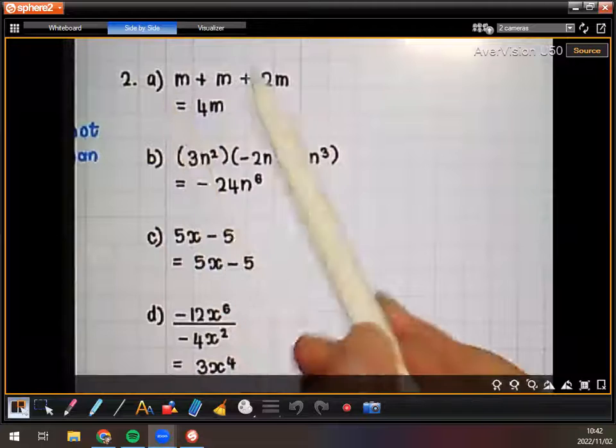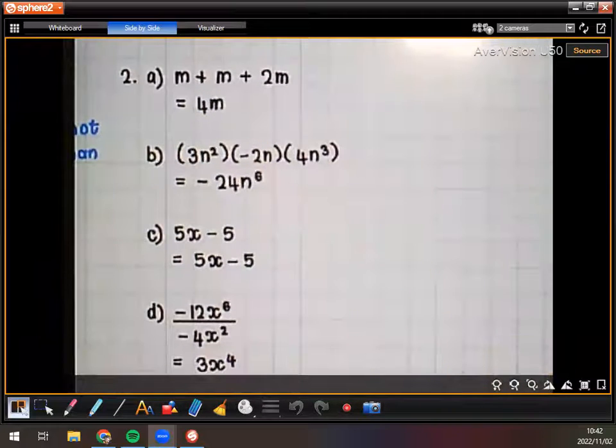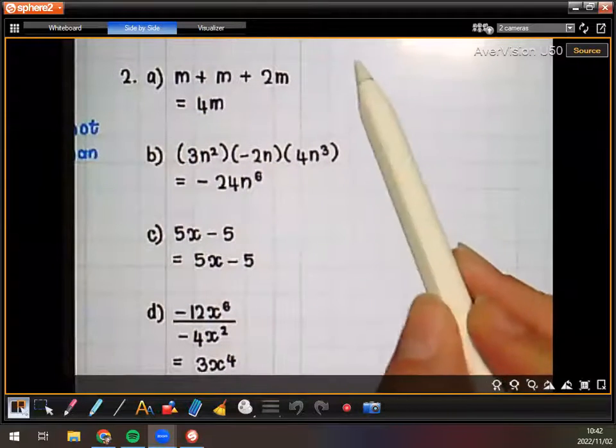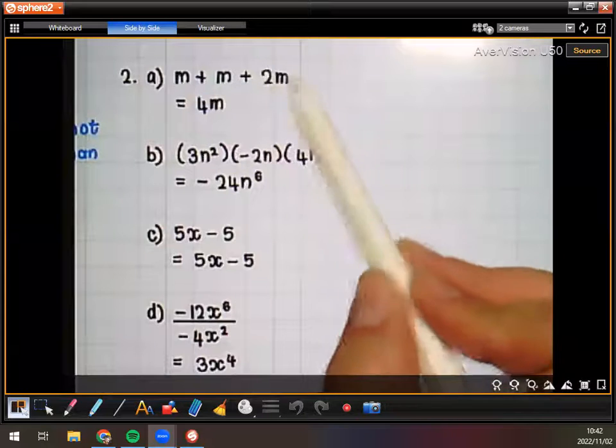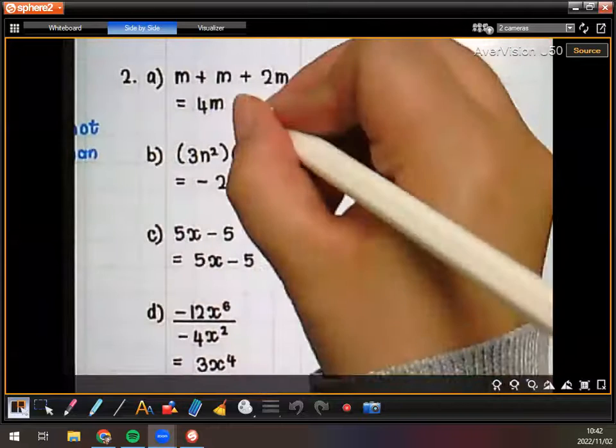Okay, so when we add, we change the coefficient, the number in front of the variable, right? So how many m's do I have here? 1, 2, and then another 2, that's 4. So the answer is 4. Okay, this is a 1 mark question, guys. You will only get 1 mark for that.